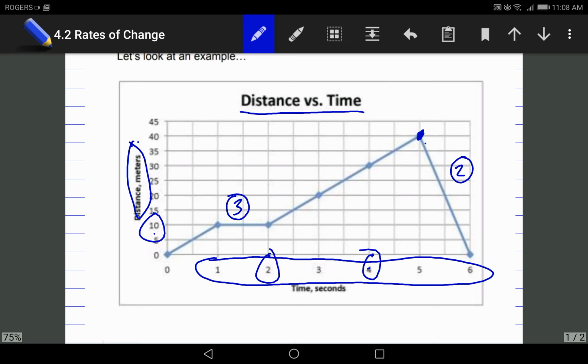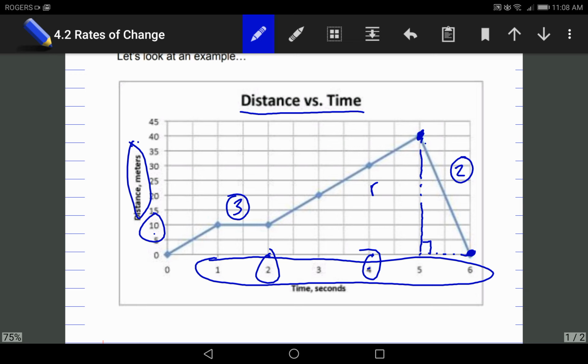But I'm just going to pick this one down here because it'll allow me to draw a bigger triangle and it'll be a lot neater. All right. So those are the 2 points that I'm picking. Next is draw my rate triangle. It's got to be a 90-degree angle triangle, like so. All right. So it's got to be a 90-degree angle triangle.